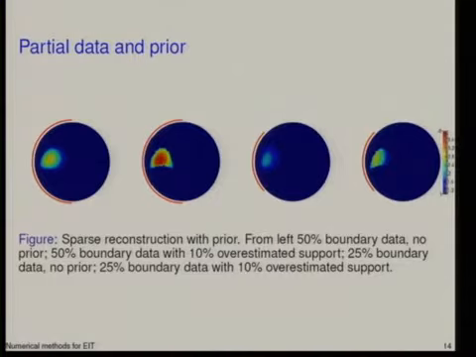Then there's a picture here where we again make the support at the boundary smaller, and there's no prior in this picture. So of course we should compare this one and that one, and we can see there's something, but we don't get very much information. Whereas if we go to the one where we have the 10% overestimate of the prior, this is what we obtain.